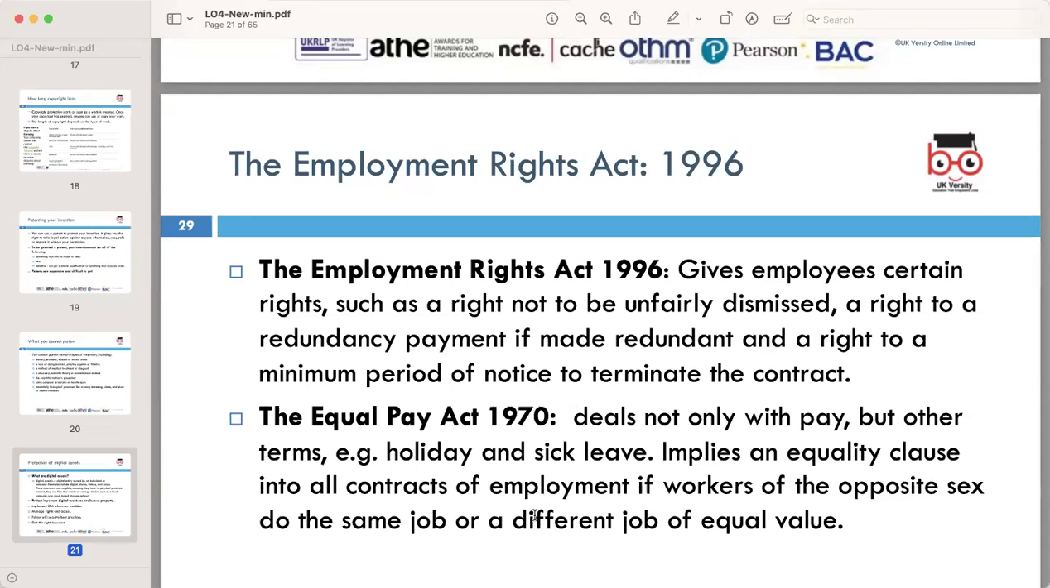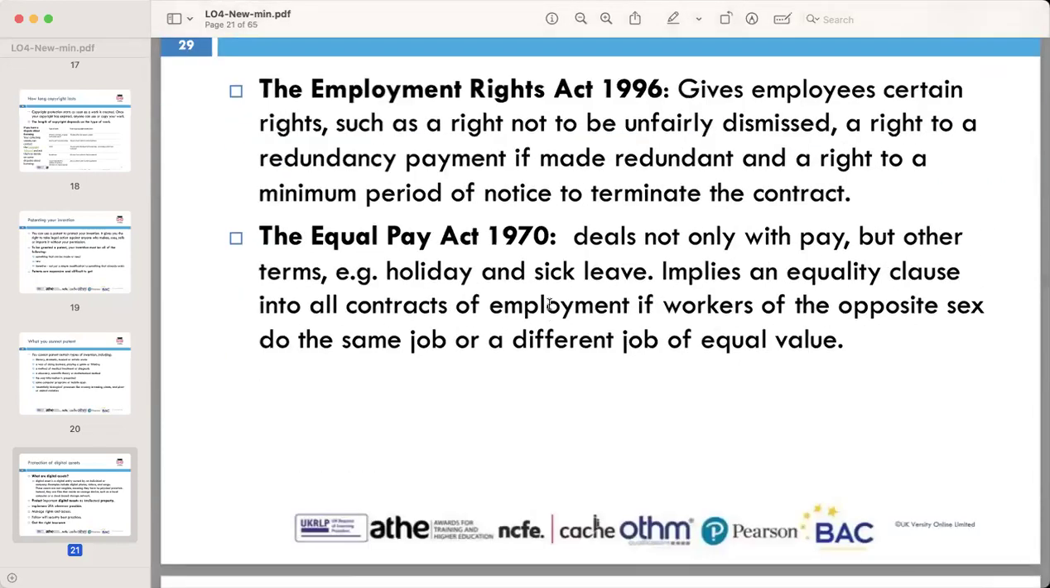Then the Equal Pay Act 1970 addresses not only pay but other terms, introducing an equality clause into all contracts if workers of the opposite sex perform the same or equal value jobs.